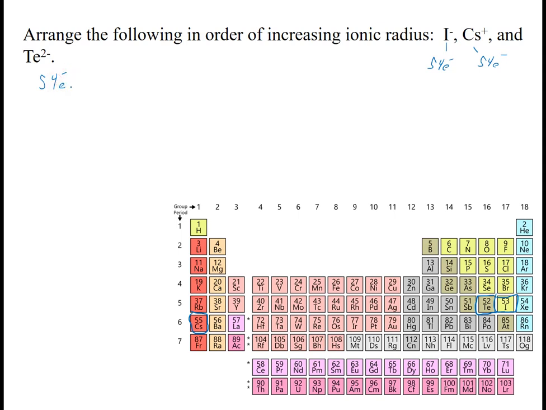All right, and so this is defined on the next slide, but this is an isoelectronic series, meaning that different elements have the same number of electrons. So basically, since they're all isoelectronic, I'm going to go with the positive, which is going to be Cs. It's going to be my smallest one. I have then 1- and 2-, so the 1- is next, I-, and then Te 2- is my largest one.